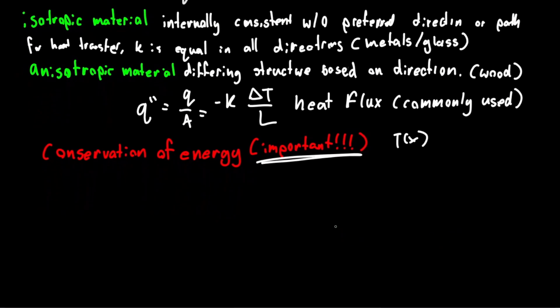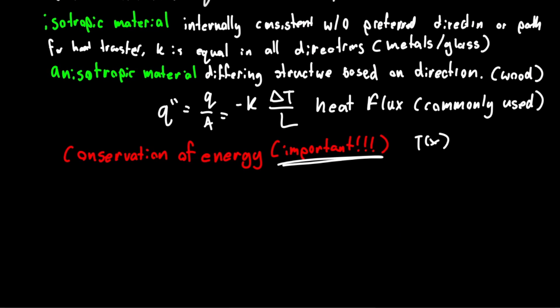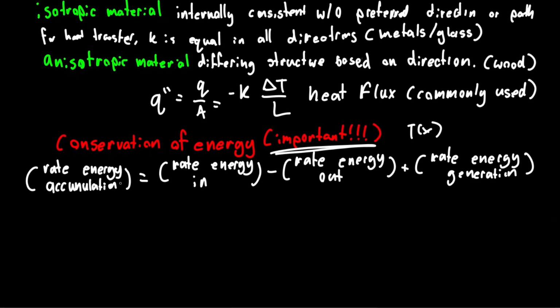Now, let's define conservation of energy very broadly. We have a rate of energy accumulating is equal to the rate of energy in minus the rate of energy out, which is added to the rate of energy generation. Now, one might argue that energy cannot be made or destroyed, which is true, but this is moreover other forms of energy being converted into thermal energy. Think of like burning wood as turning one form of energy into thermal energy.